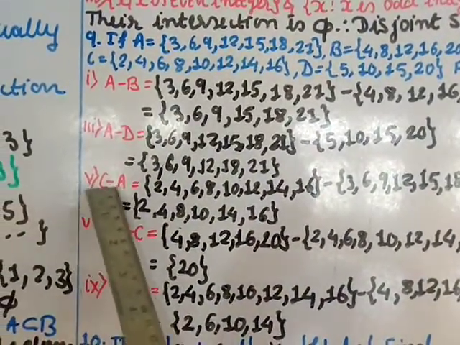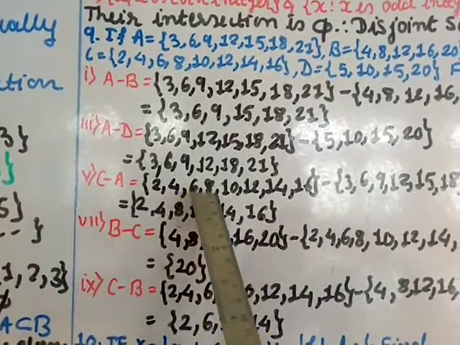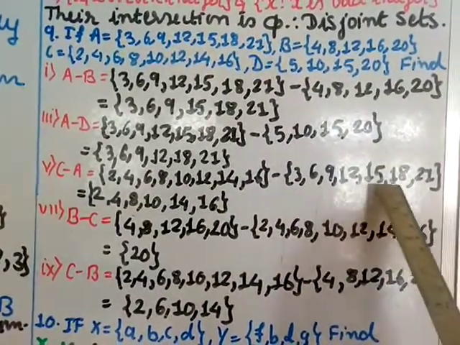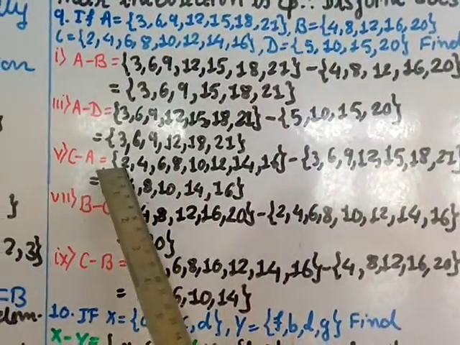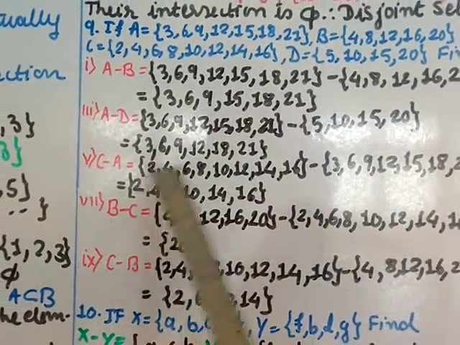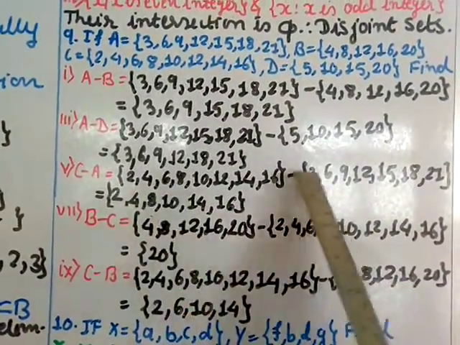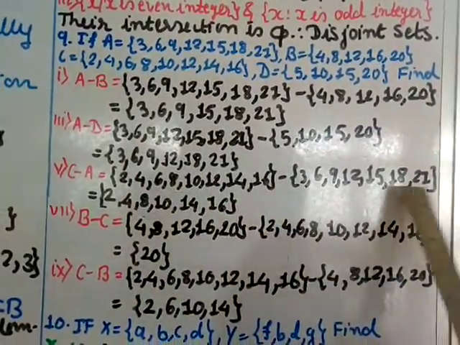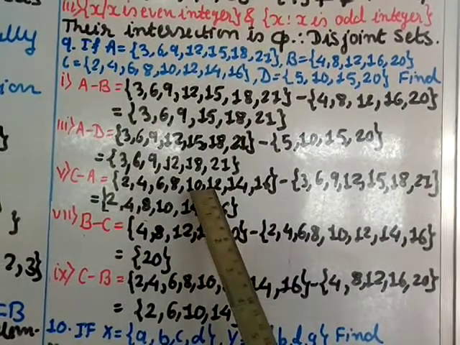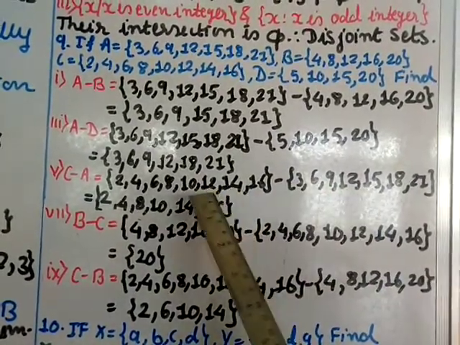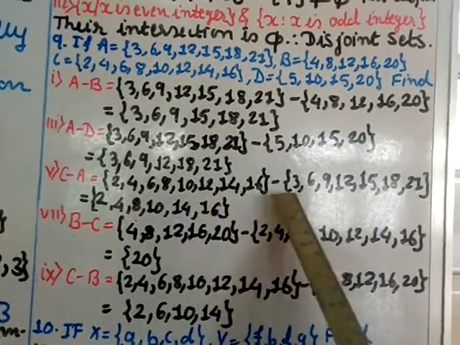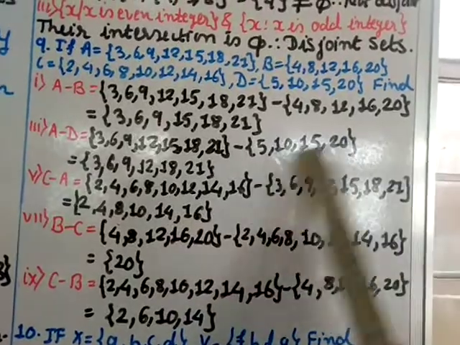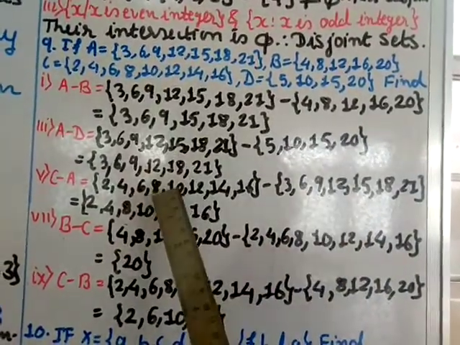Roman number 5, C minus A. C is 2, 4, 6, 8, 10, 12, 14, 16, and A is 3, 6, 9, 12, 15, 18, 21. So 2 is not here, so we shall take it. 4 is not here, so we shall take it. 6 exists here, so we don't take it. 8 is not here, so you will take it. 10 is not in this set, so we shall take it. 12 is here, so we will not take it; we will just omit this. 14 does not exist in the second set, so we shall take it. 16 does not exist here, so we'll take it. We have to take only the elements which are here, from C.